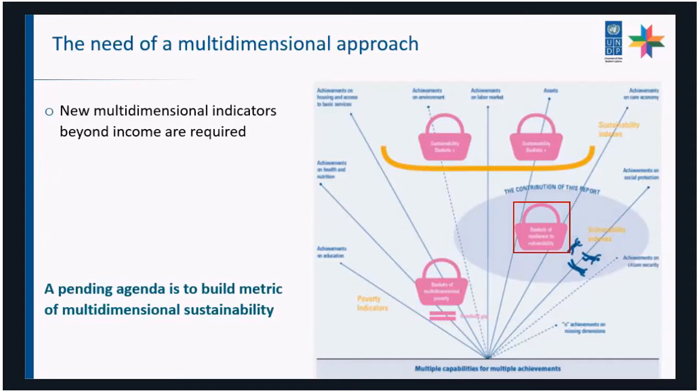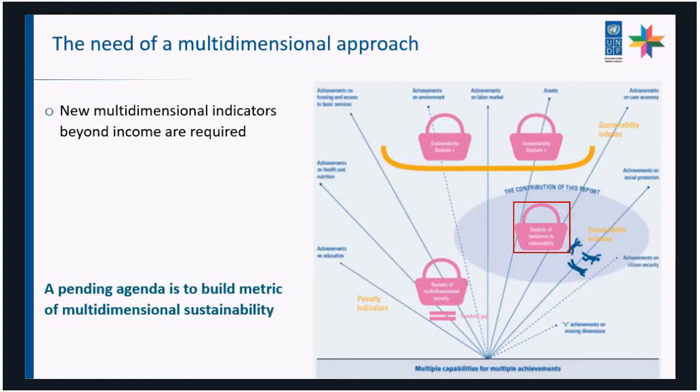So as we think of these three baskets, we have deprivations on the bottom and poverty on the bottom. We have vulnerability and fragilities in the middle, and then sustainability on the top. And for us at UNDP, these three baskets together make up what we call an agenda of multidimensional progress.